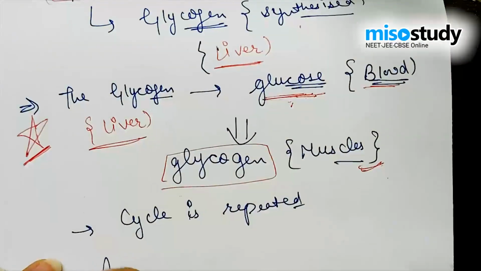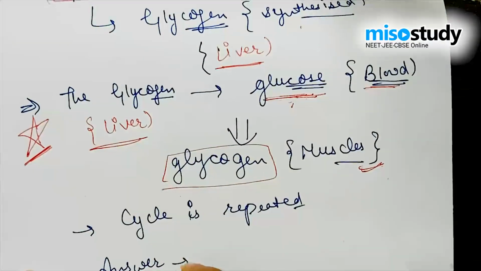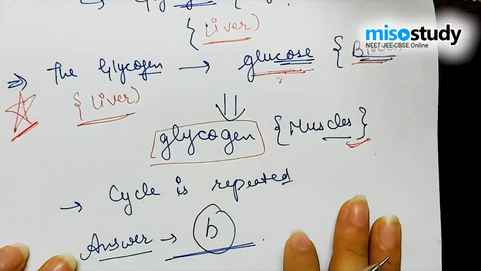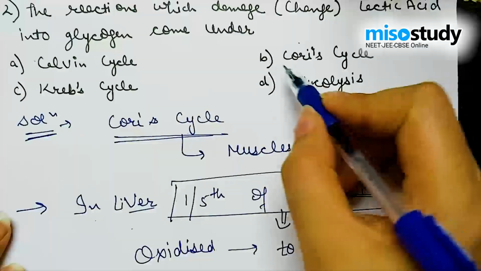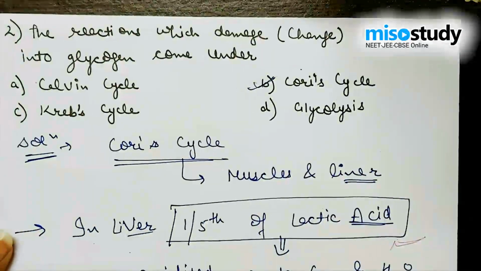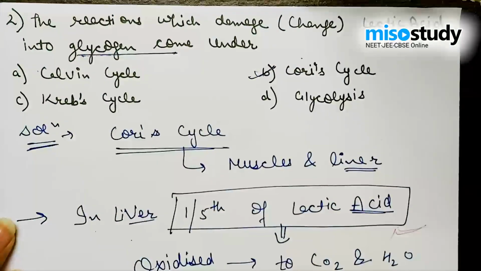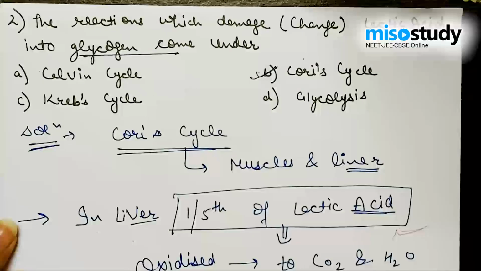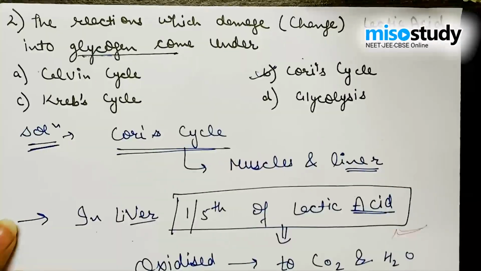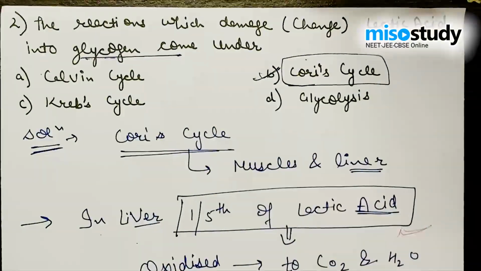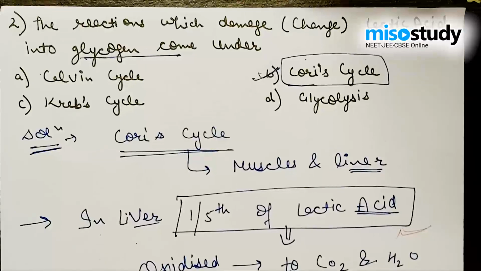So according to the discussion, the right answer for the question is option B, Cori's cycle, the reaction which changes lactic acid into glycogen. We discussed that glycogen comes from the liver and moves to the blood in the form of glucose, and then goes back to the glycogen of muscle. All of this is called Cori's cycle, named after the scientist who discovered it. So this is all about this question.